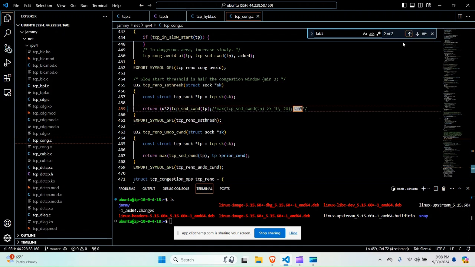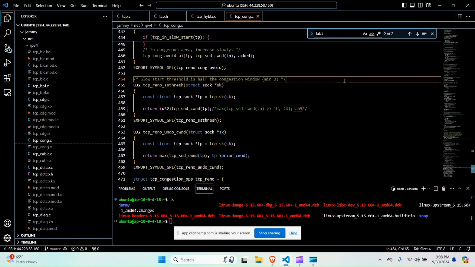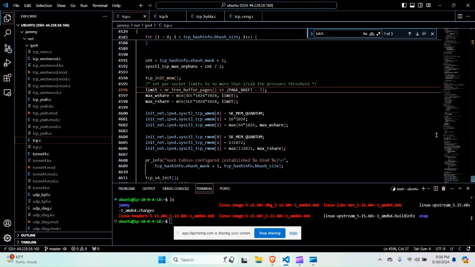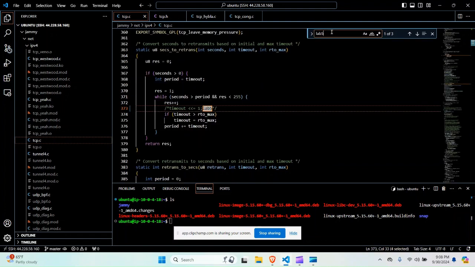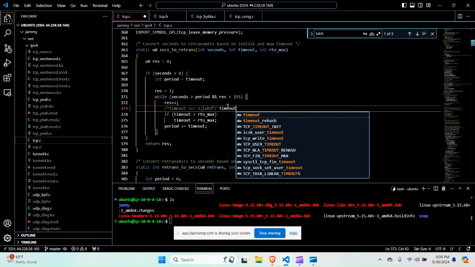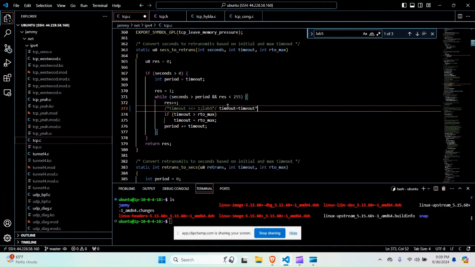We go to TCP.c. Let's go to lab5. Here we basically comment out the timeout left shift, timeout left shift equal to 1. It means you're increasing the timeout by 2. This essentially means timeout equals timeout times 2.